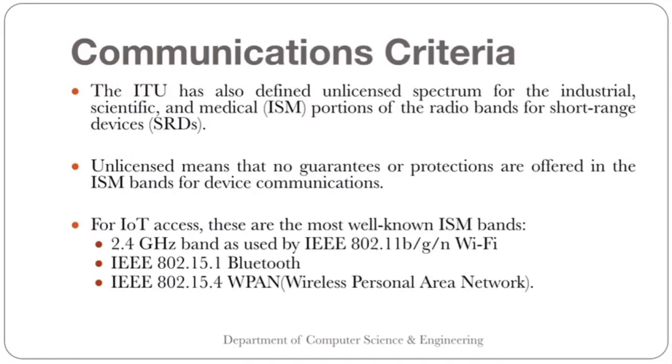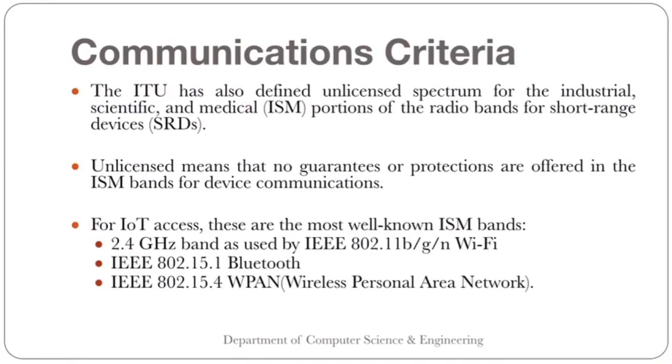So now the ITU has also defined unlicensed spectrum for the industrial, scientific and medical portion of the radio band for short range devices. So there is an unlicensed band for industrial, scientific or medical transmission of data. Okay, so unlicensed means that no guarantees of protection are offered in the ISM band for device communication. So the protection is not offered in this, so that's why we are saying unlicensed.